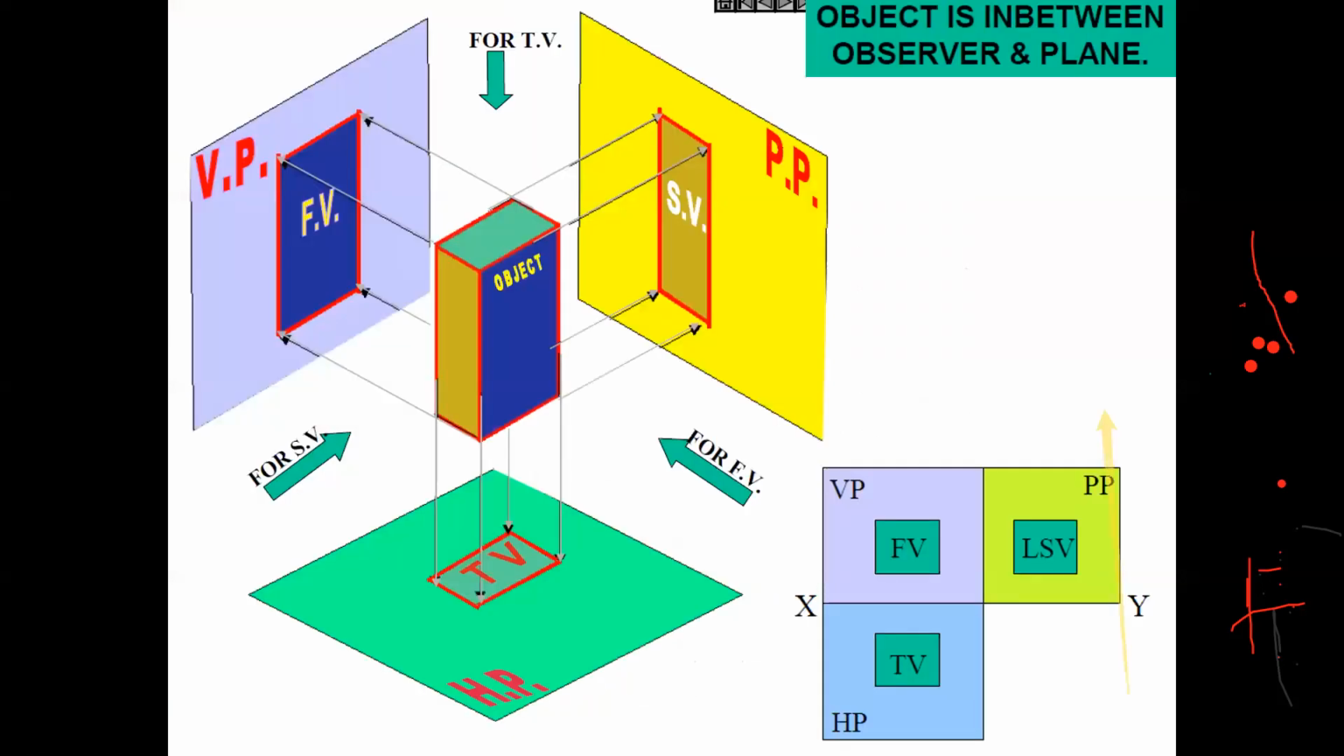Now here, a very important thing is how to draw the side view. Suppose the observer is looking from the right side for the side view, then you have to draw the side view on the left side. And if the observer is looking from the left side, you have to draw the side view on the right side, which is called a left hand side view. Here it is the left hand side view because the side view is looked at from this side and drawn on this side. The front view is looked at from this side and drawn here. Okay.